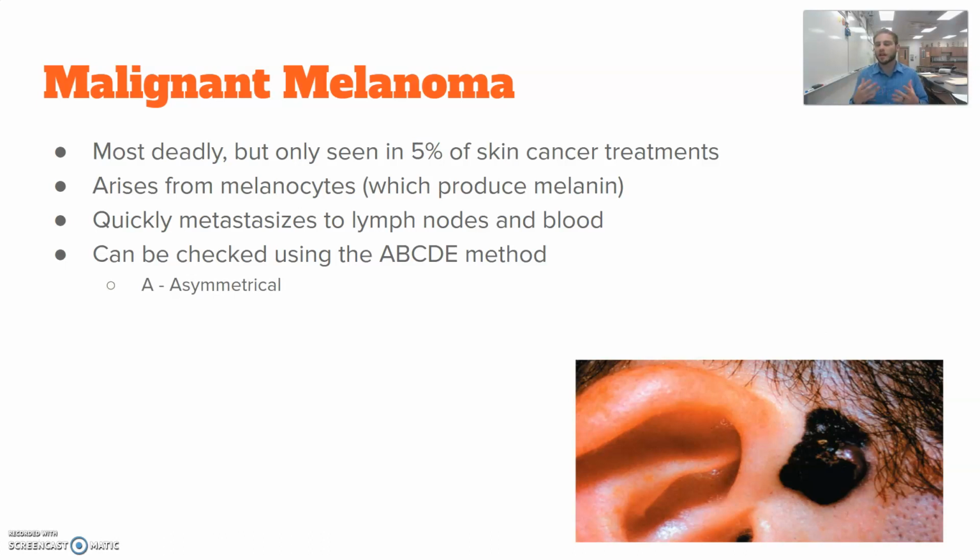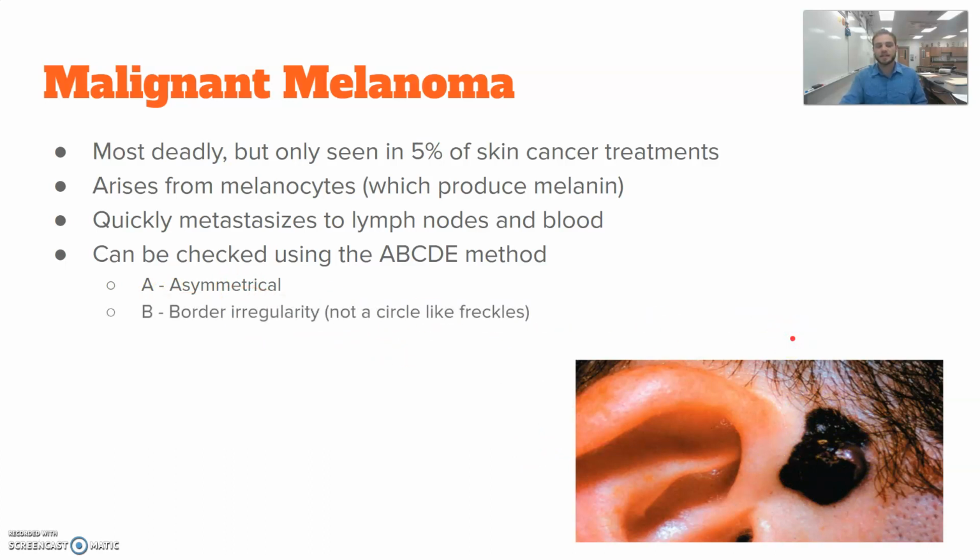So if you think like a freckle or a mole, those tend to be fairly circular in shape. If you have melanoma, it will tend to not be circular in shape. And you can see on this one here, there's no real pattern to how it's shaped here. It's kind of irregular. So the first thing is that it is asymmetrical.